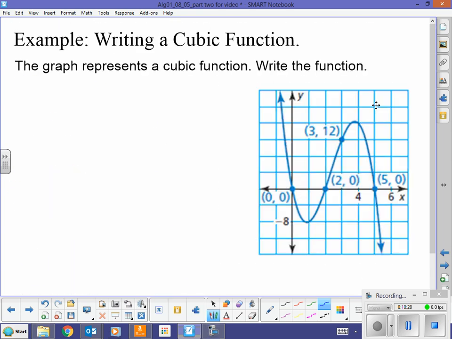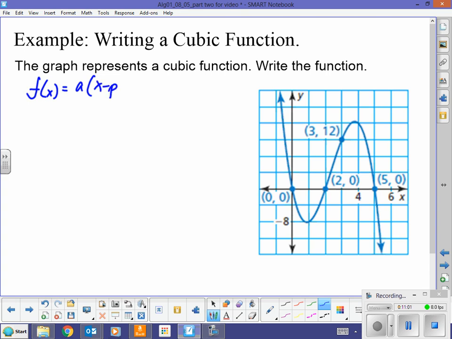And then the last one, we want to write a cubic function. This graph represents a cubic function. We want to write the function. So I can see I've got x-intercepts here of 0, 2, and 5. And I want to use the intercept form to write a function. So it's going to be similar to the intercept form that we used before for quadratics.